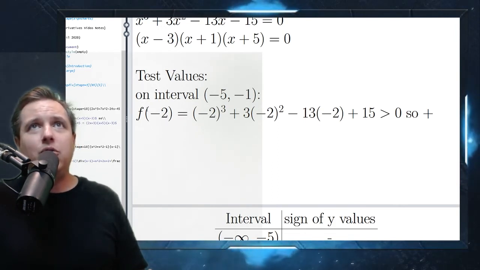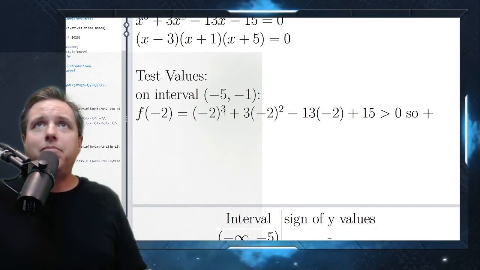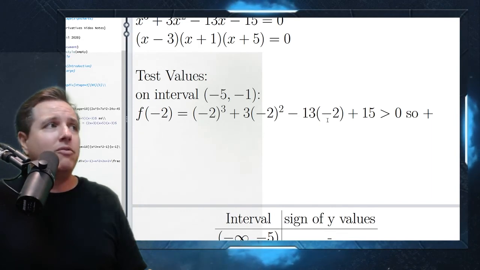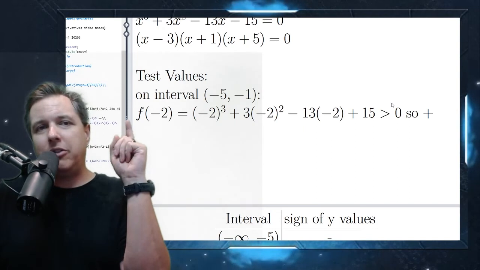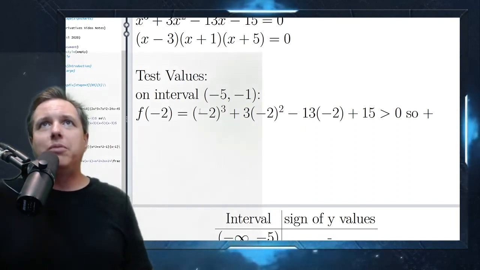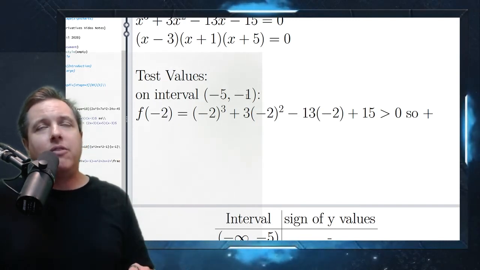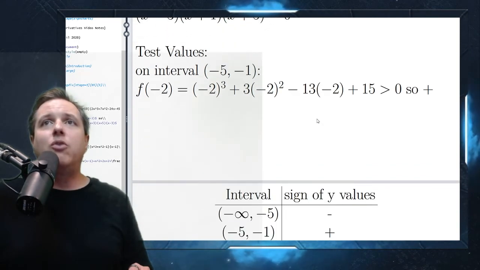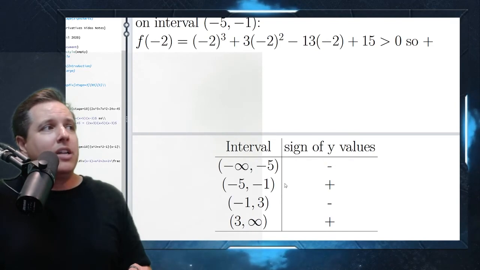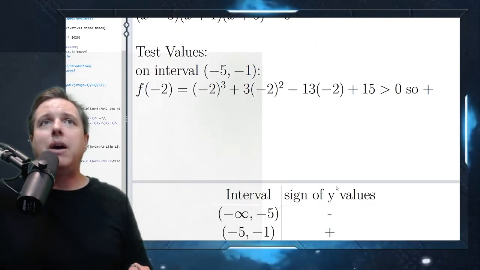So I'm going to take -2 and plug it into my function f. This is just the polynomial being evaluated at -2. And we don't actually even care what the number is. We only care about the sign of that number. So when you simplify all this, you get something that's greater than 0. That means the y values on this interval from -5 to -1 are positive. So we go down to our sign chart, and next to -5 to -1, we put a plus, because all the y values there are going to be positive.